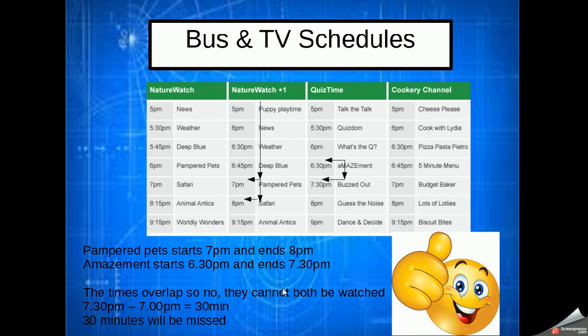If I'm asked for how much it'll be missed, well, 7:30 p.m. this one ends, and 7 p.m. this one starts. So I do 7:30, take away 7, giving me 30 minutes. 30 minutes of the program has been missed.